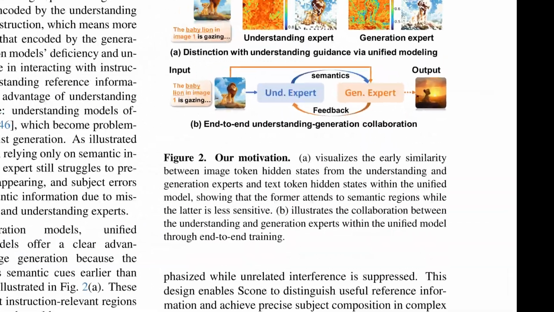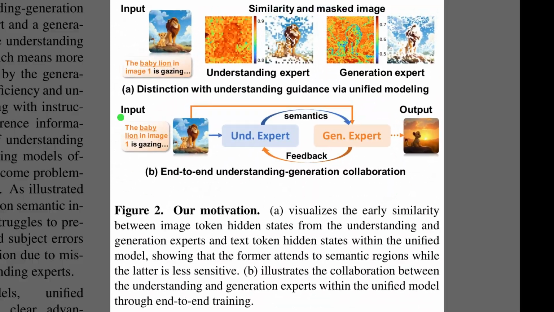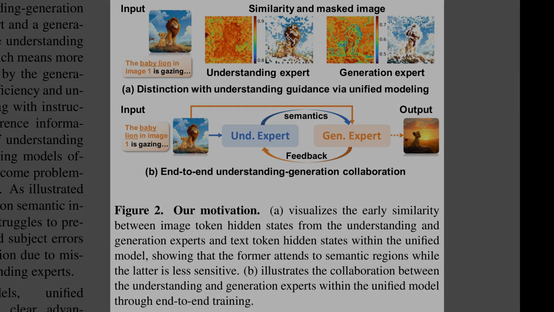Figure 2 shows how the model converts better understanding of the instruction into more accurate subject generation. The top row compares similarity maps from the understanding expert and the generation expert, where the understanding expert sharply focuses on the baby lion, while the generation expert spreads attention across the whole image. This similarity map is then turned into a masked version that suppresses irrelevant regions. The bottom diagram depicts the unified loop in which the understanding expert passes semantic guidance forward and receives feedback from generation. This collaboration means the generator keeps the right subject, while ignoring distracting content in complex scenes.